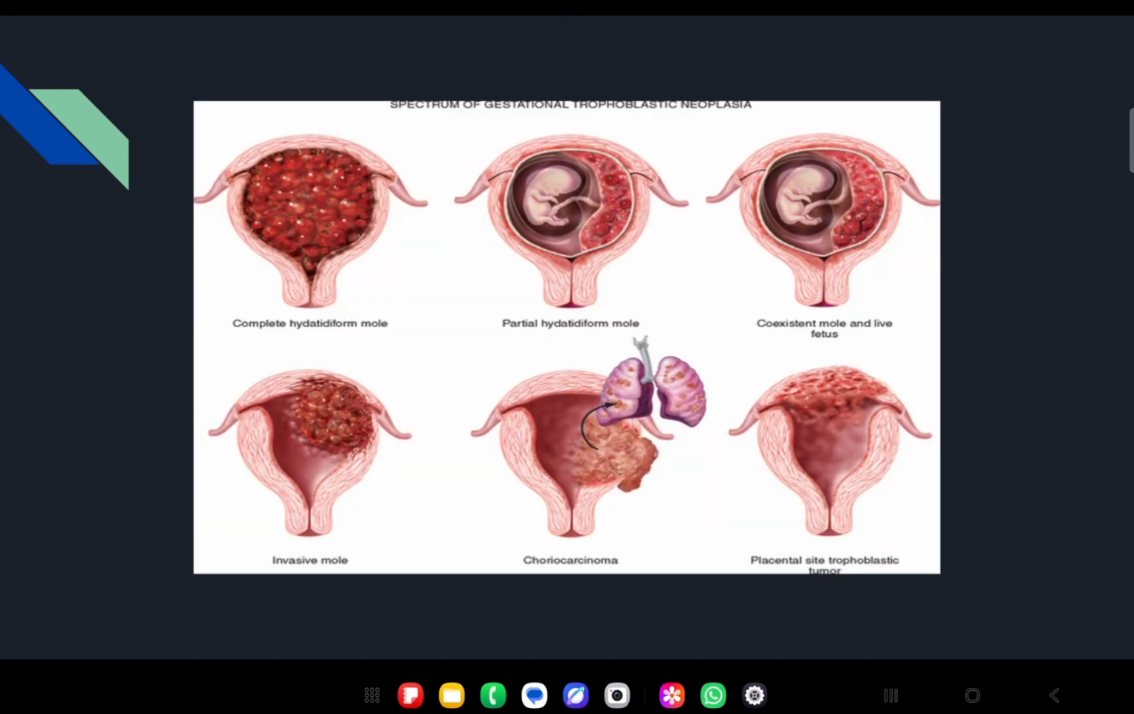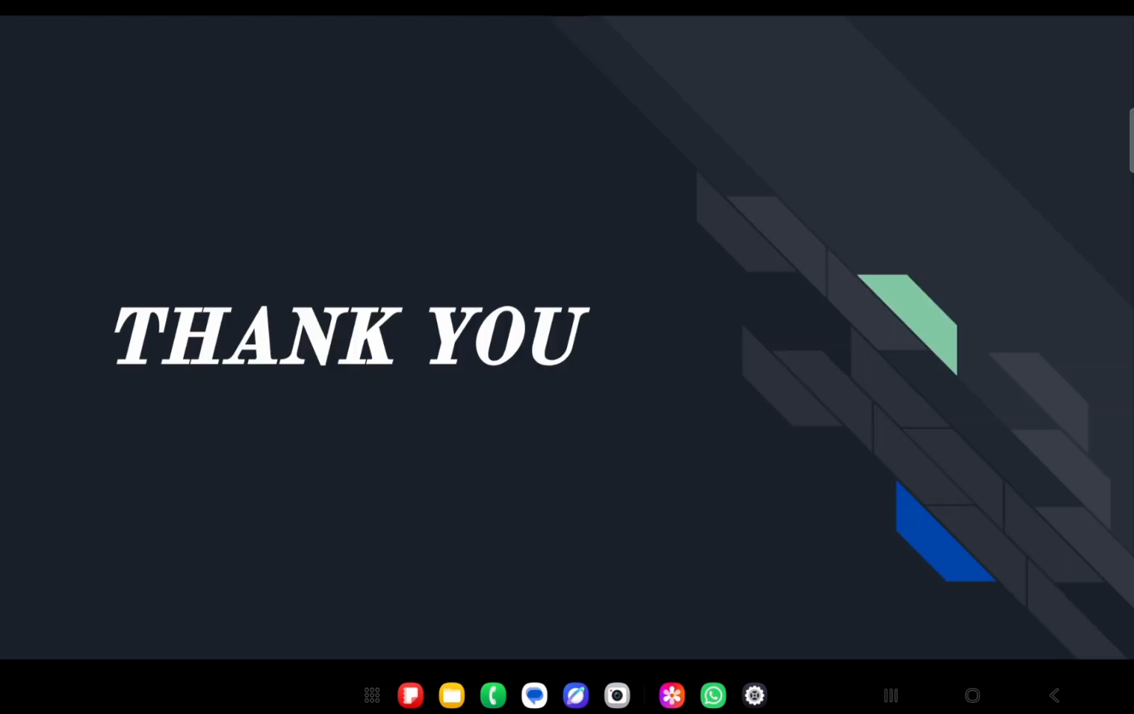In this picture, we can see the different types of gestational trophoblastic disease. The first one is complete hydatidiform mole, in which there are grape-like vesicles, no fetus. In the second, there is a partial hydatidiform mole, in which grape-like vesicles are also seen, and there is a presence of fetus. And the third one is also the same. In the fourth one, there is an invasion of the grape-like vesicles into the myometrium. In the fifth one, there is a choriocarcinoma invading throughout the myometrial wall, and there is metastasis to the lungs. And the last one is the placental site trophoblastic tumor. Thank you.